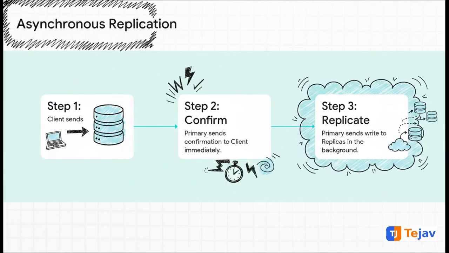Asynchronous replication, on the other hand, is the complete opposite. It's all about speed. The client sends a write, the primary just jots it down in its own log, you might know this as the bin log in MySQL, and bam, it immediately tells the client, success, we're done. The actual work of sending that data to the replicas happens later, in the background. It feels super fast for the user, but it opens up a pretty scary risk. What if that primary server crashes before the background copy is finished?